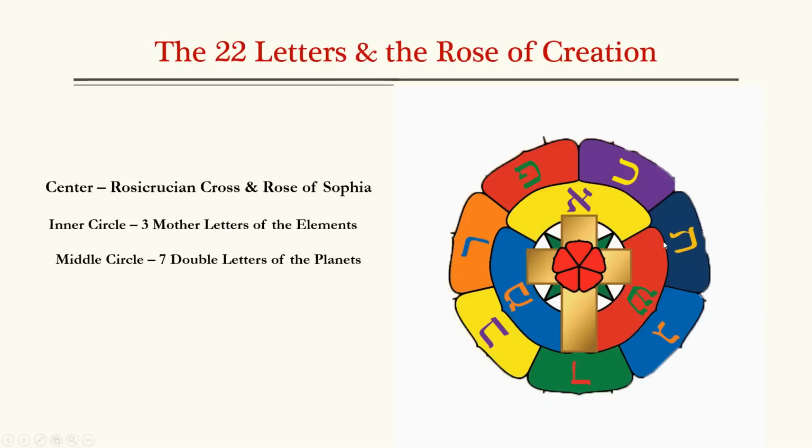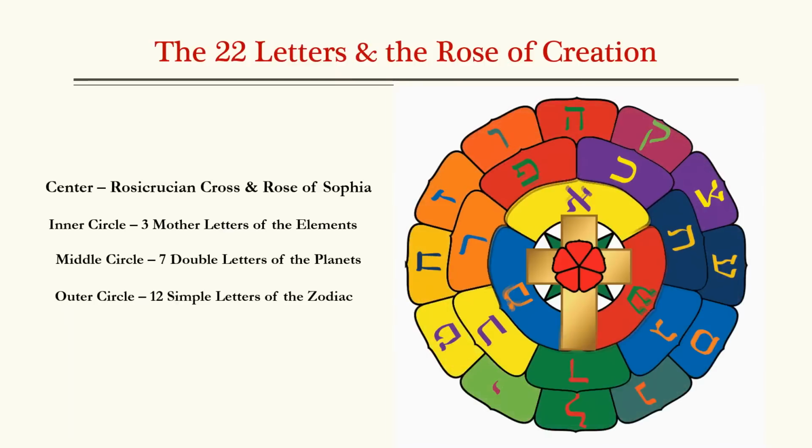But essentially, the way you can remember this is it's the lightning flash. It's the tree going down, with Dalet being the door. We enter through Venus. We enter through love into the mystery. Then the outer circle. These are your 12 simple letters.